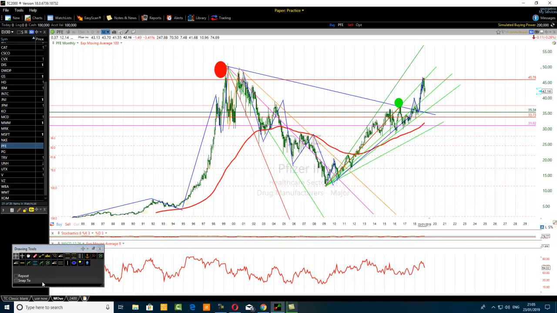All right. So we know that that price zone is a distribution zone. People are selling there, so it's not a good place to buy. If we want to buy in that zone, we will prefer the price to go above it and find support, which means a conversion of a bearish zone into a bullish zone. That will be the only time that we will consider buying in that zone.